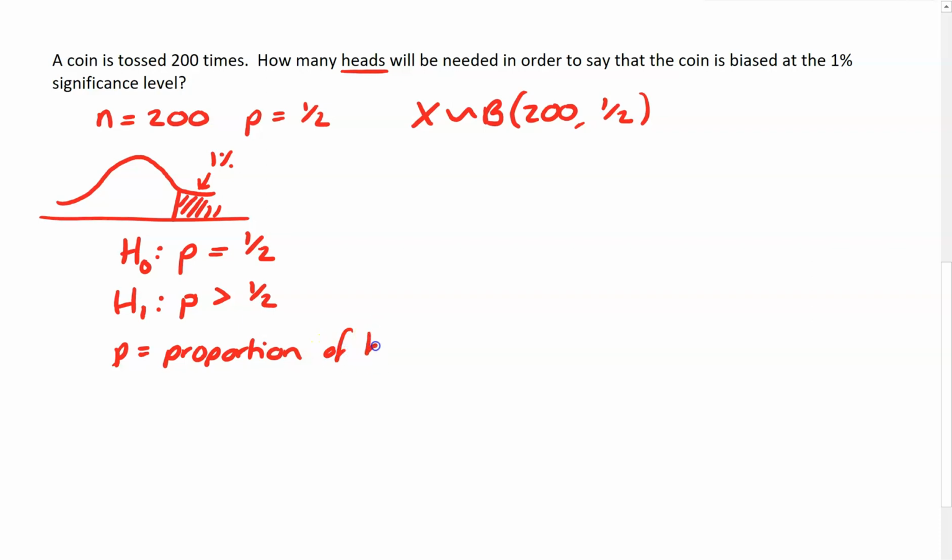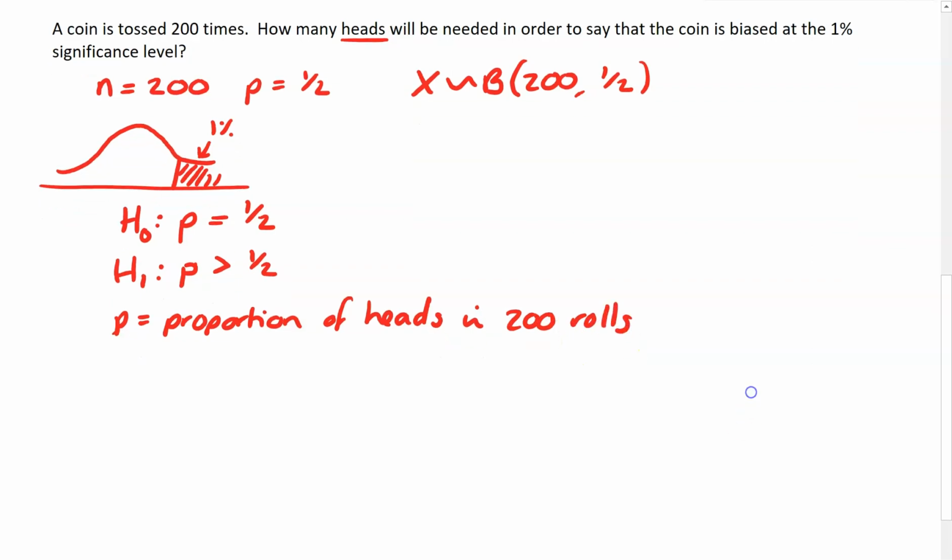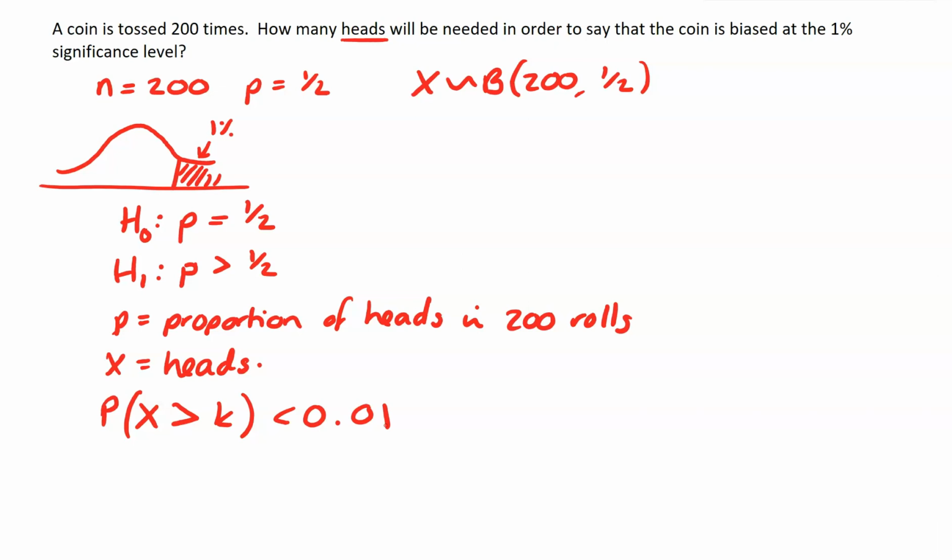Proportion of heads in 200 tosses. X is heads. And what else do we need? Oh, we are trying to find the probability of X being greater than a value, let's call it K, has to be at most 0.01. Right, if it's bigger than 0.01, then we're not in that shaded region.